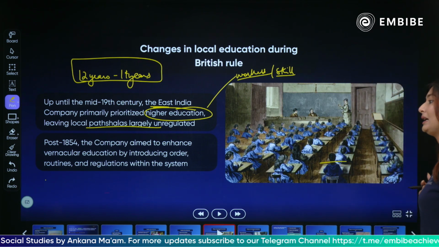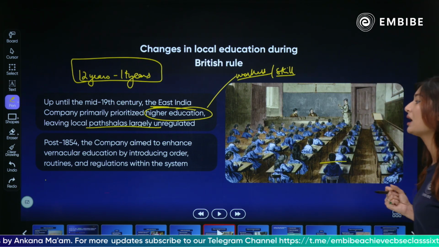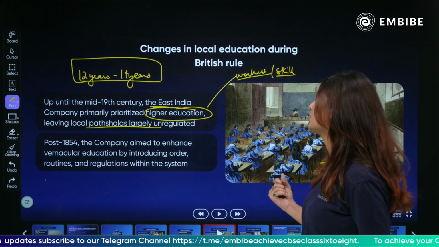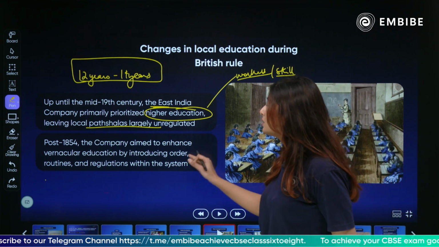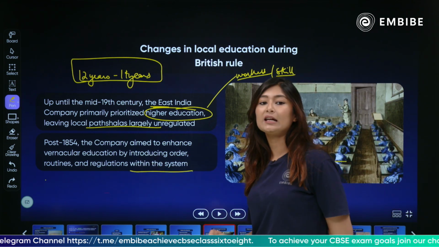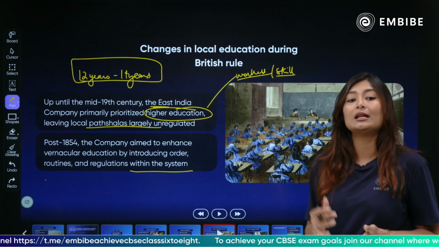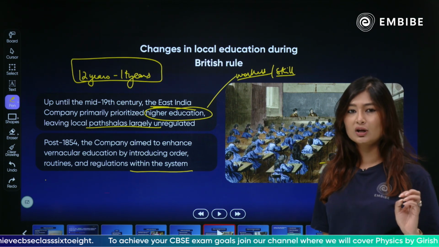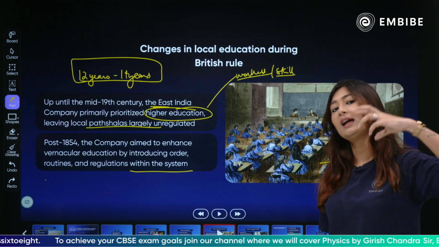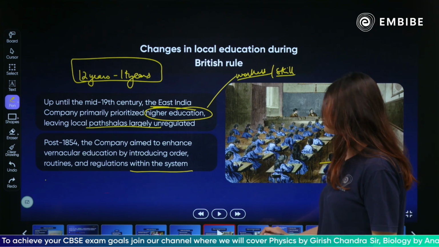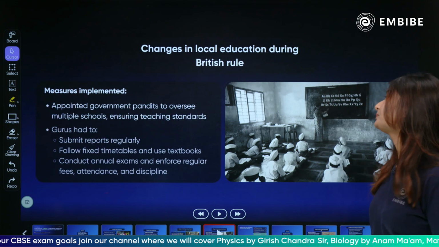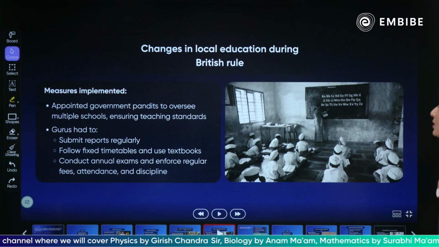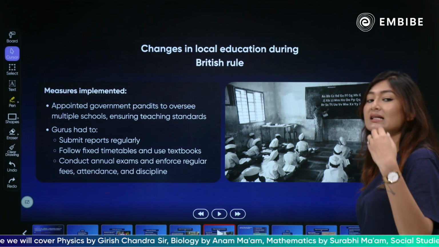But after 1854 the Company also started enhancing vernacular, the local language education, the lower level education, by putting in some orders, routines, regulations. यानी कि the flexibility was now going to be limited. अब यहाँ पे भी रूल, रेगुलेशन, सिस्टम, ऑर्गेनाइजेशन, स्ट्रक्चरिंग जैसे आज के डेट में होता है, उस वक्त भी इम्प्लीमेंट किया जाने लग गया था. What were the measures that were implemented in order to make these changes? And changes को लाने के लिए क्या क्या steps लिए गए?